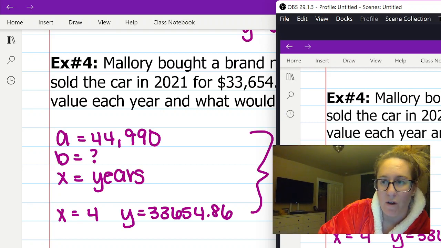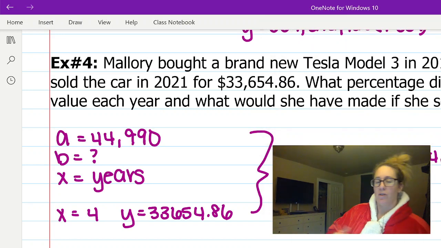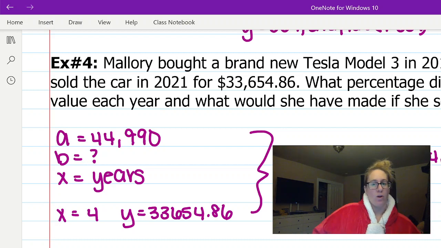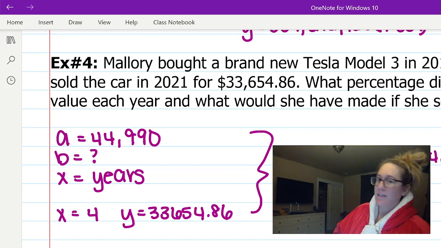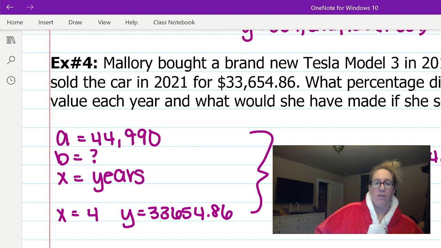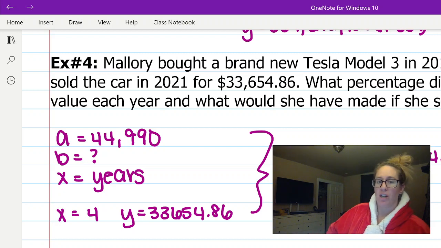Okay, so hopefully you paused. I paused too, and I kind of just set up the equation. So hopefully you were able to get to this part. All right, so it gives us an A value of 44,990. It doesn't tell us B, and we do know that we are depreciating value each year. So we do know that X is years.